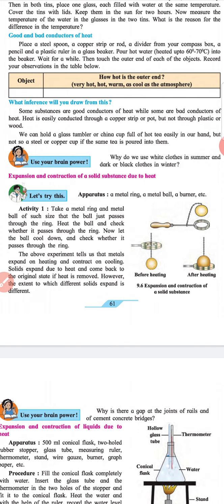The above experiment tells that metals expand on heating and contract on cooling. Solids expand due to heat and come back to their original state if heat is removed. However, the extent to which different solids expand is different.